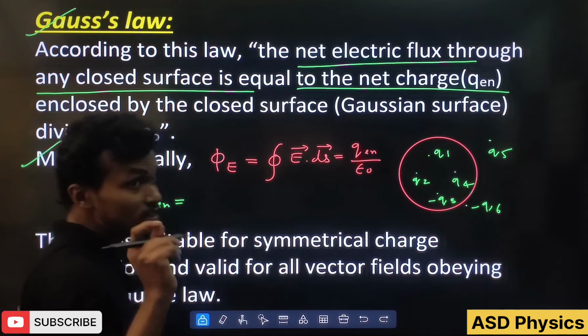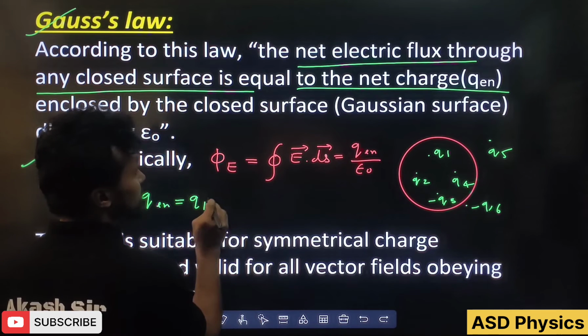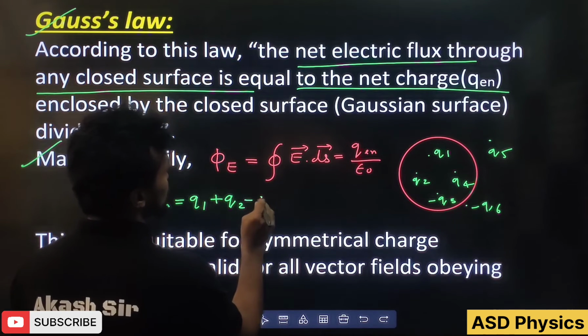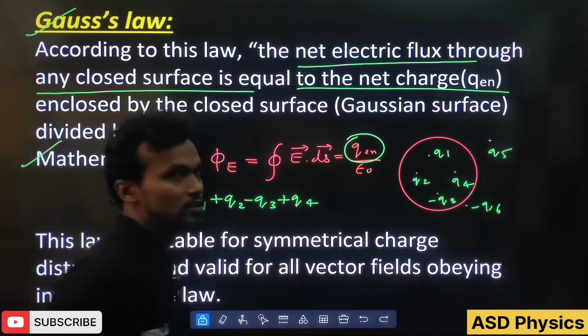This charge enclosed, as the name itself is telling, is the enclosed charge. That means which charges are enclosed? We can write here q1 plus q2 minus q3 plus q4. Now this is the meaning of this enclosed charge.